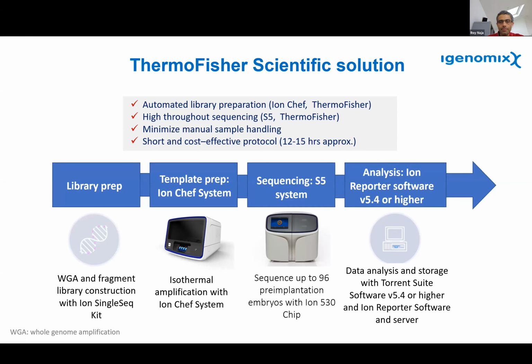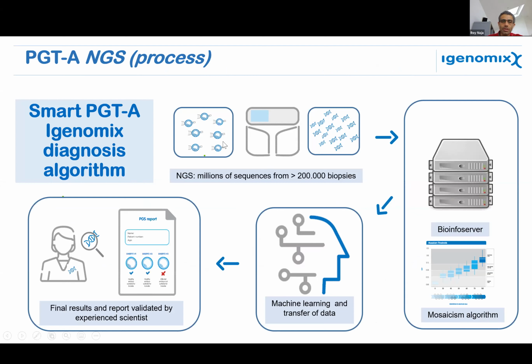However, big laboratories such as iGenomics do not only rely on analysis software from the manufacturer. So we have developed, in addition to the Thermo Fisher software, our own algorithm in order to detect aneuploidies, gains and losses of chromosomes. We have something called the Smart PGT-A, or the iGenomics custom-made diagnostic algorithm that can reliably detect mosaicism and is used in combination with the clinical scientists looking at the results before issuing a report.